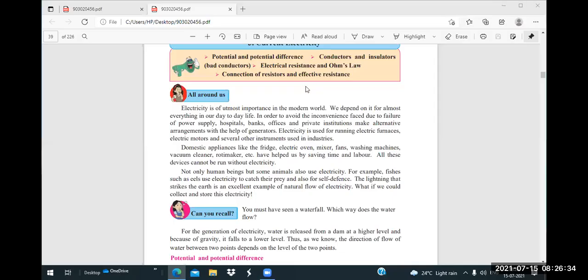Now, sir, about electricity. Sir, the flow of electric current or charge. Yeah, flow of electric current or charge. Okay. Charge is the force applied, like an electromagnetic field.